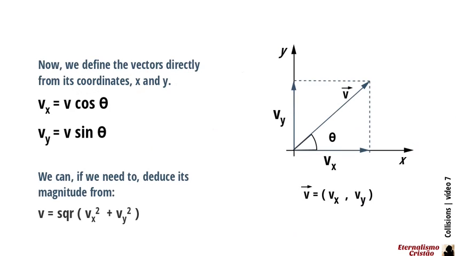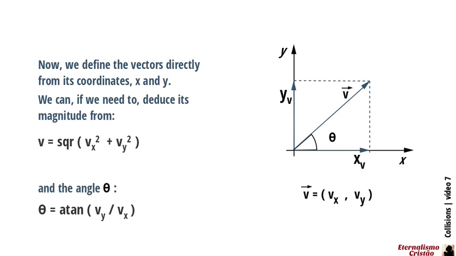In our last video, Collisions 2D, we used the coordinates x and y of vectors, but defining them from the magnitude and angle of the vector with the x-axis. Also, the angle with the axes can be found easily.